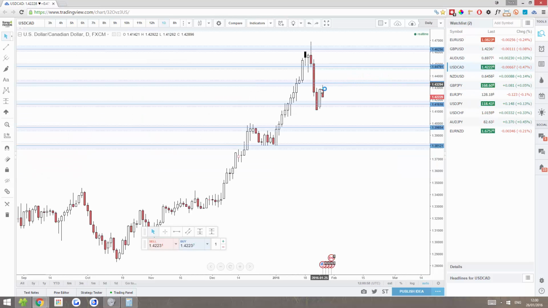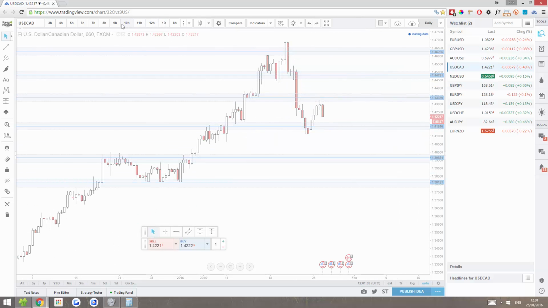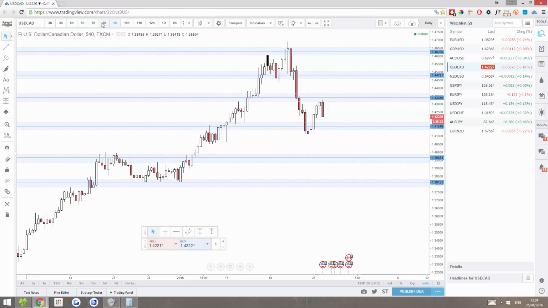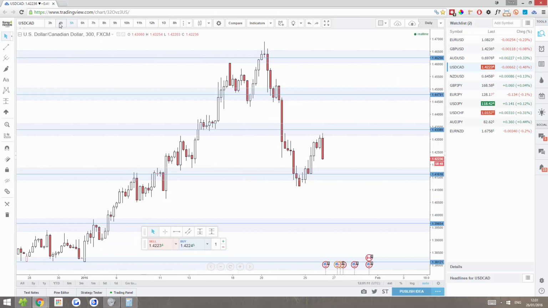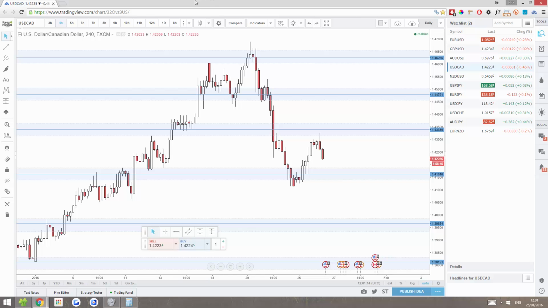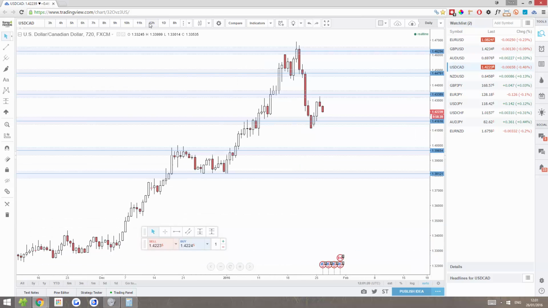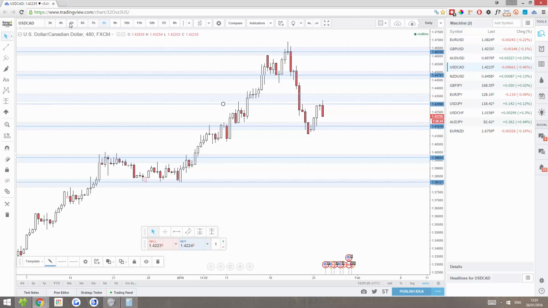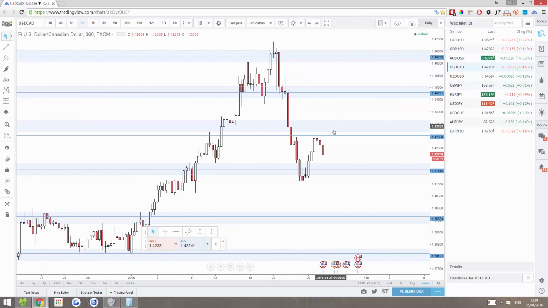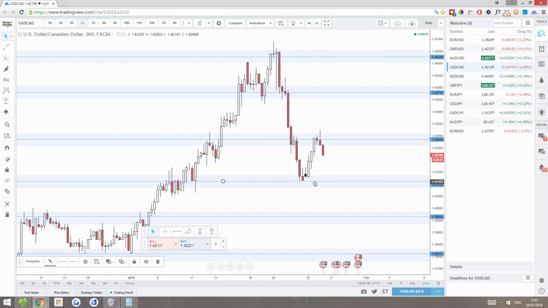Let's look at USD CAD. Starting with the daily, we'll work our way down. Nothing much happening. Looks like there was a trade here, but it's kind of too late now. I think I'm going to adjust this support area, this resistance area down to here. And this one needs some adjusting too, down to there.